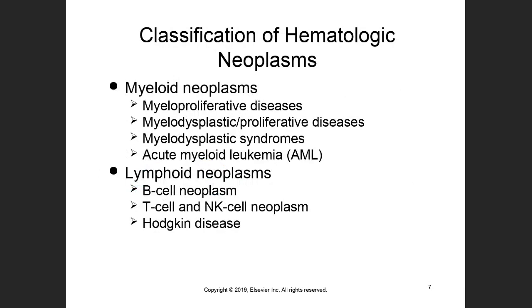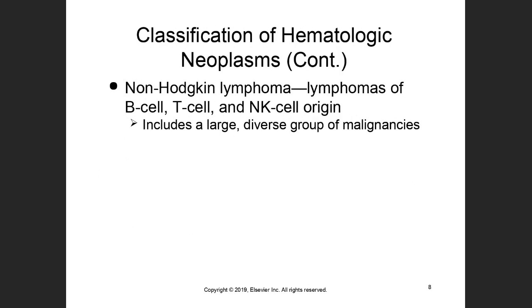Classification: hematologic neoplasm. We have myeloid neoplasm, that is myeloproliferative, myelodysplastic, proliferative disorder, and so on. Okay, we're going to see all of them right now. We have non-Hodgkin lymphoma. It's a lymphoma of the B, T, and natural killer cells.